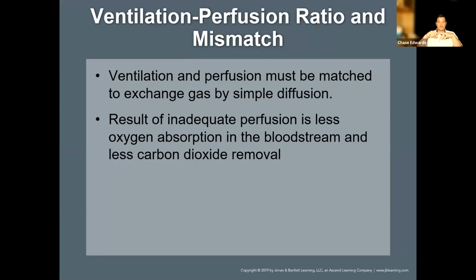All right. So ventilation and perfusion ratio and mismatch. To exchange gas by simple diffusion, ventilation and perfusion must be matched. A failure to match ventilation and perfusion contributes to most abnormalities in oxygen and carbon dioxide exchange. When ventilation is compromised but perfusion continues, blood passes over some alveoli membranes without gas exchange taking place. The result is inadequate perfusion, which means less oxygen absorption in the bloodstream and less carbon dioxide removal.